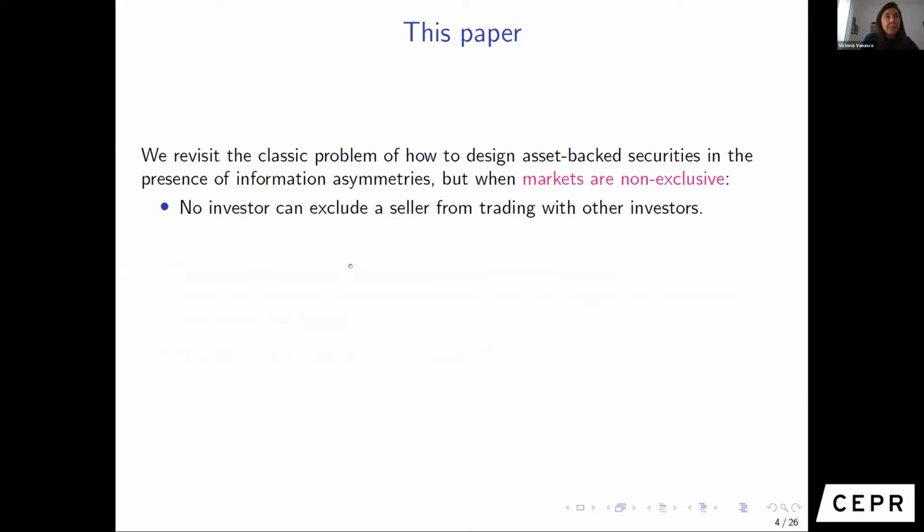So motivated by this, in this paper, we revisit the classic problem of how to design asset-backed securities in the presence of information asymmetries. What is novel is that we think of this question in markets that are non-exclusive. By this, we mean markets where no investor can exclude a seller from trading with other investors.